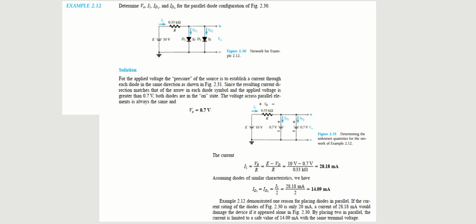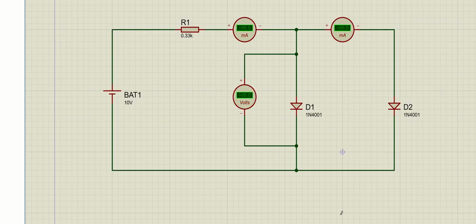Okay, so we can see the Proteus simulation for this. So in Proteus, we have used a 10 volt battery. I have used a single cell battery because it looks similar to what we have been provided in the slides and the books. A 0.33 kilo ohms resistor, a voltmeter, and 2 ammeters. Ammeters to measure current, voltmeter to measure voltage.